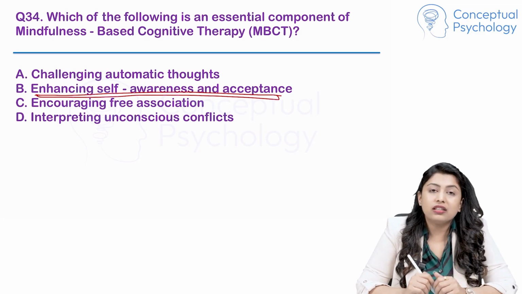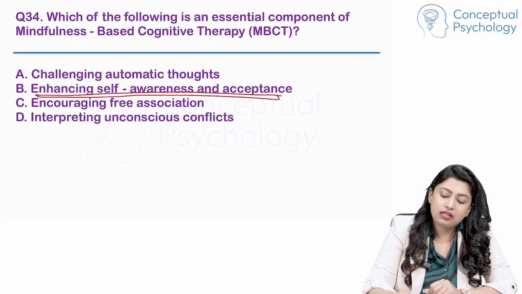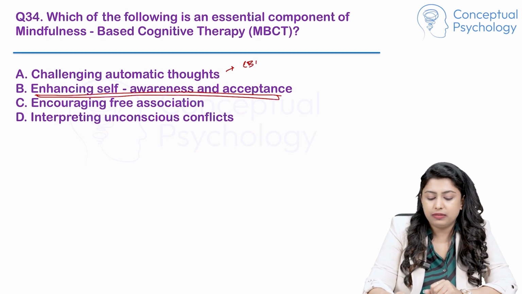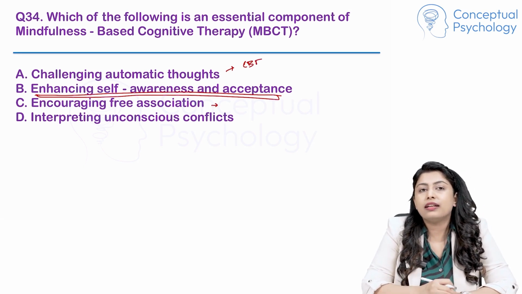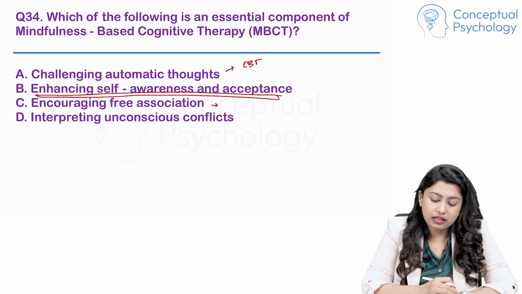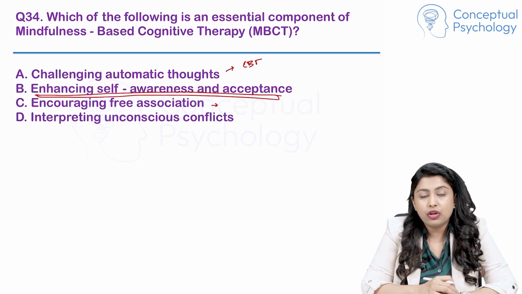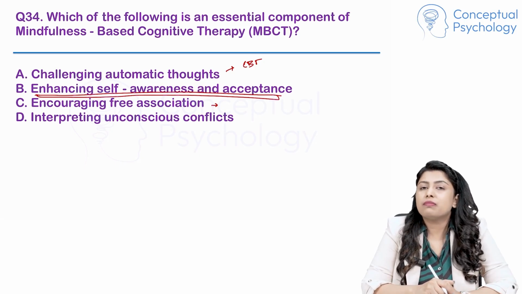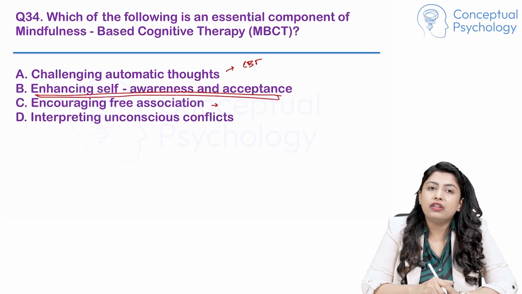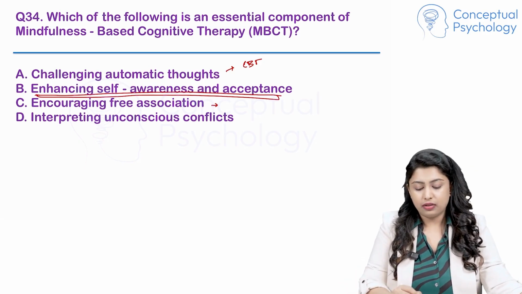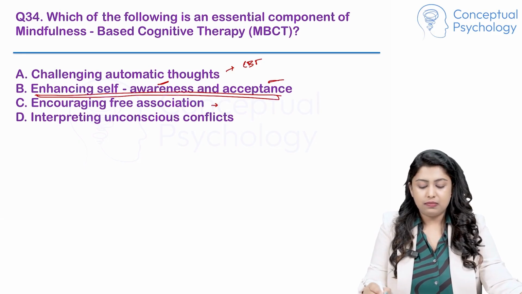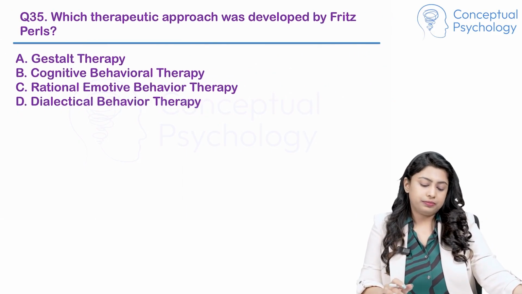Alright, challenging the automatic thoughts is the traditional CBT. Encouraging free association is a psychoanalytic technique. Interpreting the unconscious conflicts is a psychoanalytic approach. So MBCT uses mindfulness to develop a different relationship with these thoughts and feelings through awareness and through acceptance. Hence B is the correct answer.